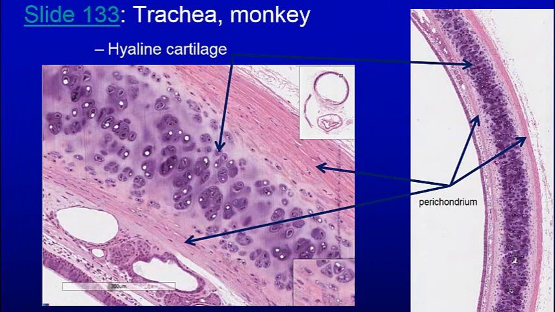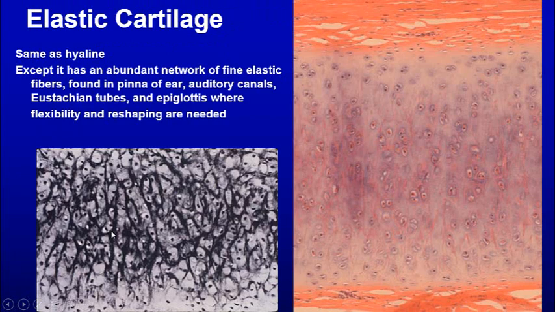We start with hyaline cartilage. That's what's in our trachea. We see the perichondrium on either side, here and here and here. And then we see the cartilage inside there. This is epithelium of the surface and glands inside the respiratory tract.